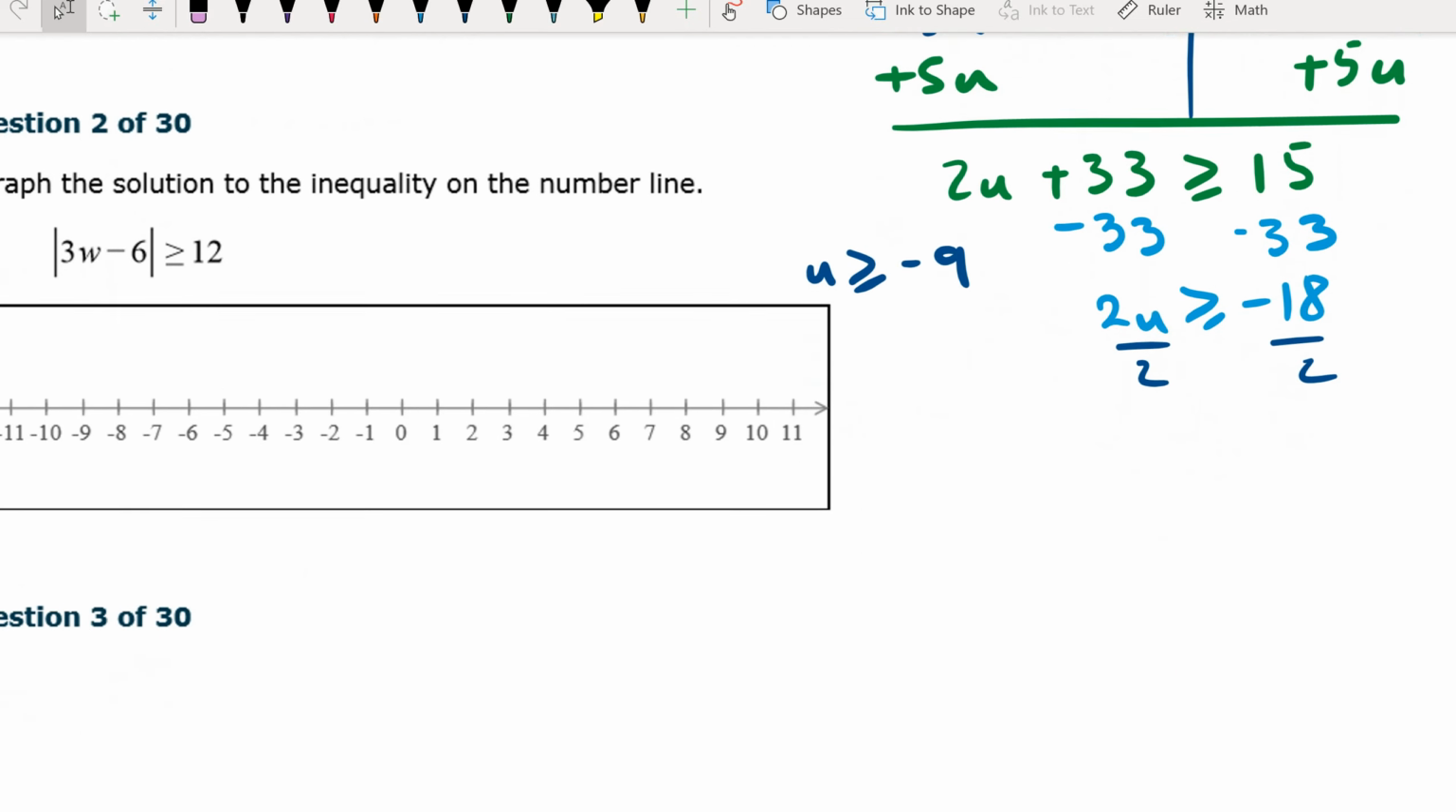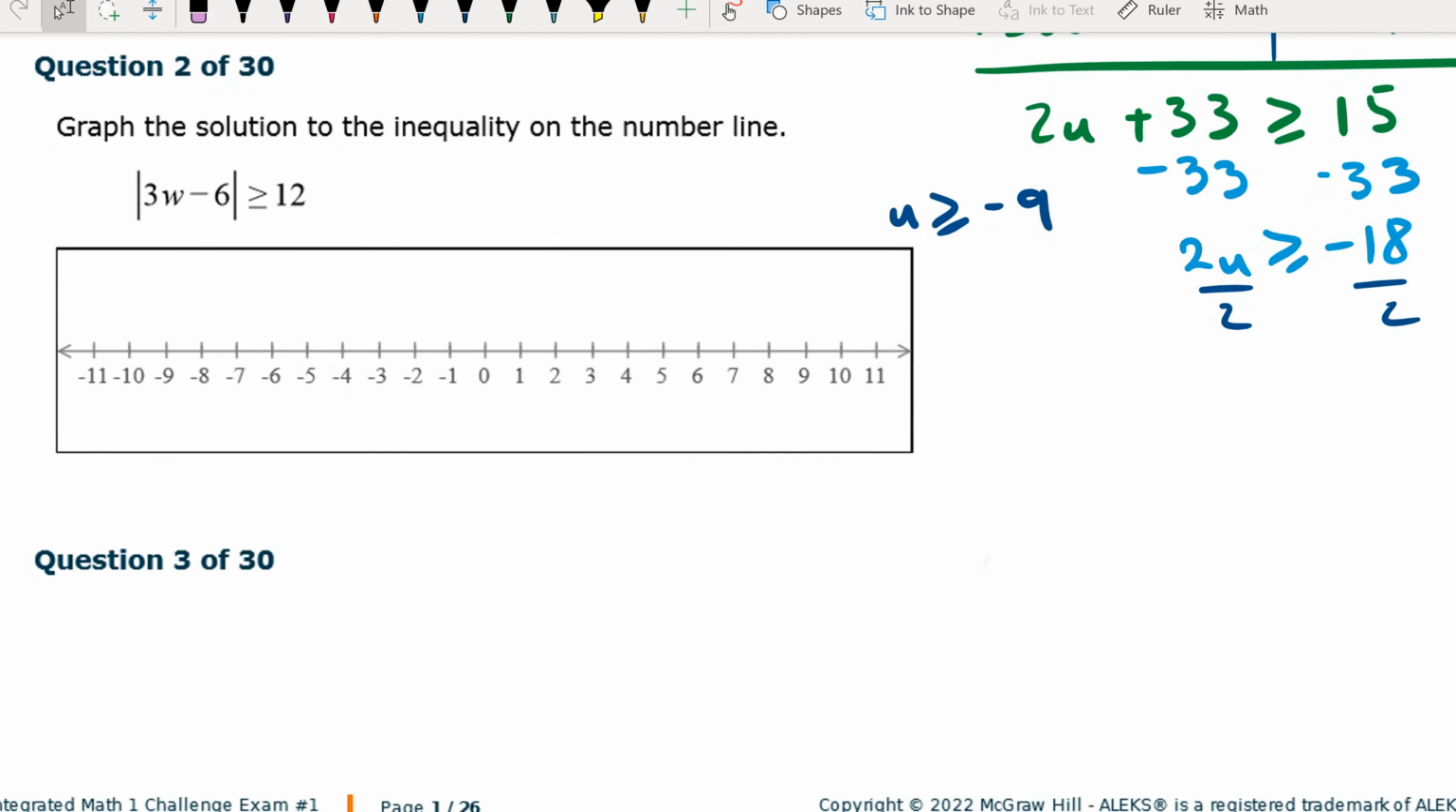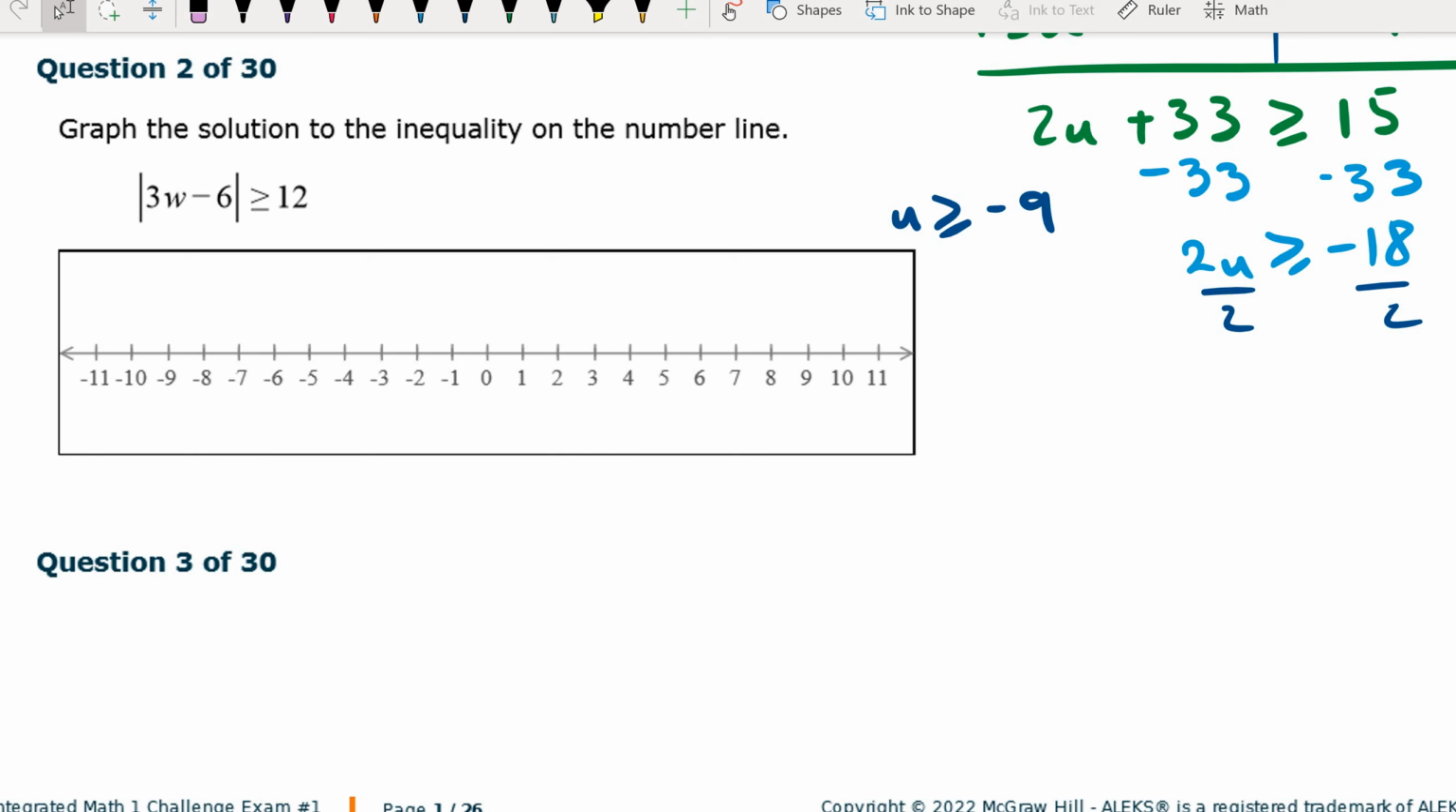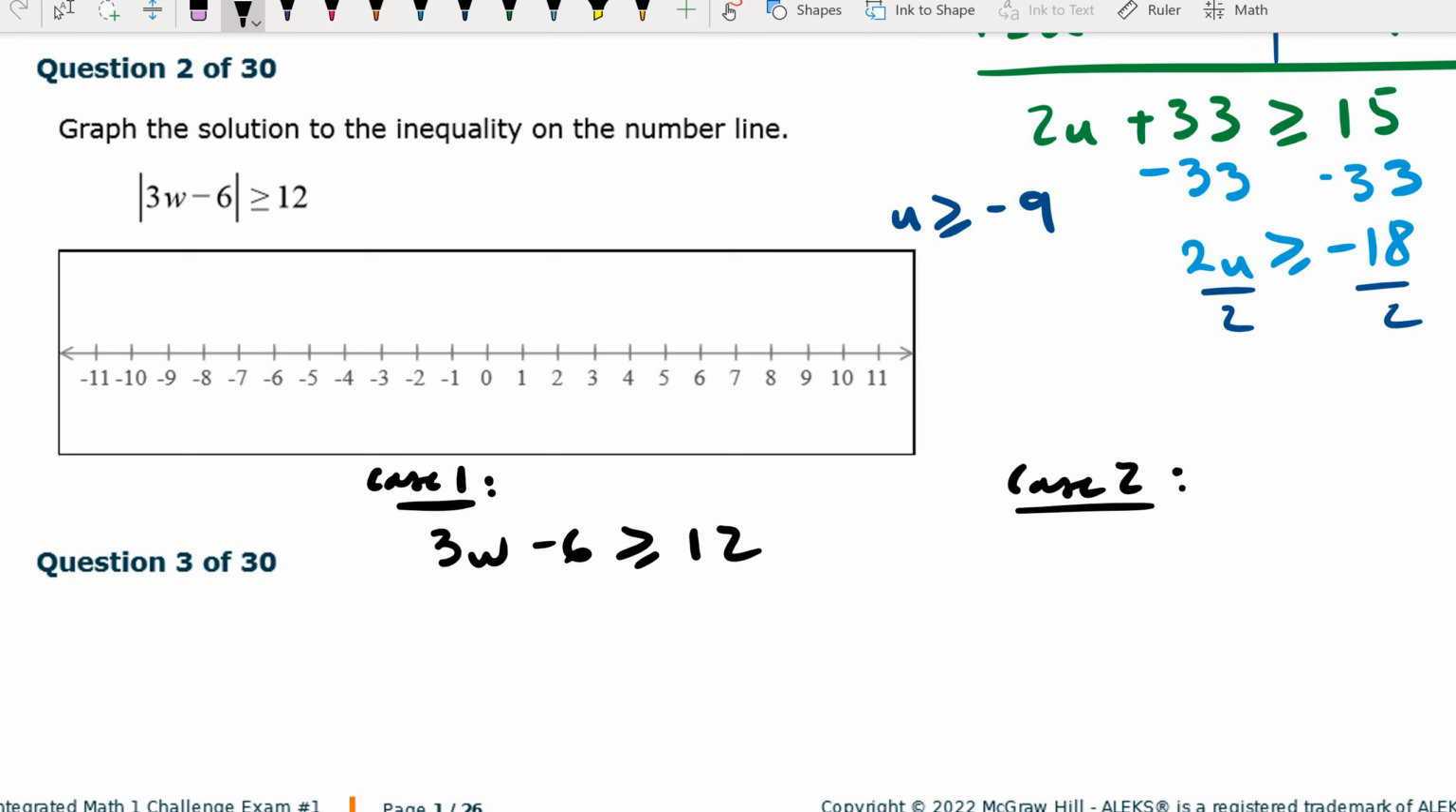Alright, we're heading to problem number 2. Graph the solution to the inequality on the number line. So we have the absolute value of 3w minus 6 greater than or equal to 12. So we're going to have two cases. Case 1, the equation stays exactly the same. You have 3w minus 6 greater than or equal to 12. And in case 2, you will have 3w minus 6, but this time you have to flip the inequality sign to the opposite direction. And the positive 12 will turn into negative 12.